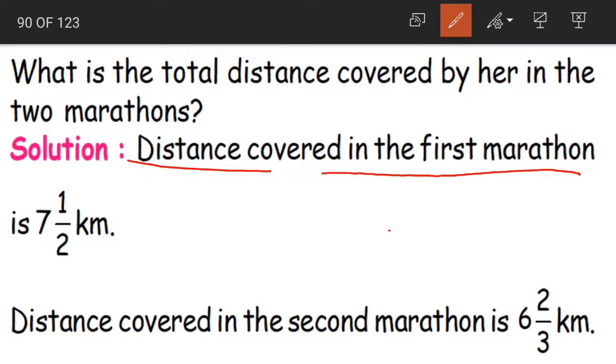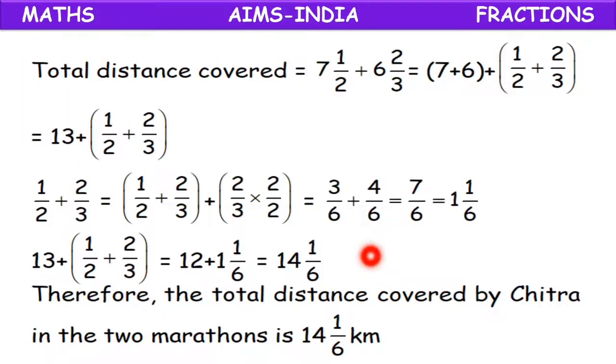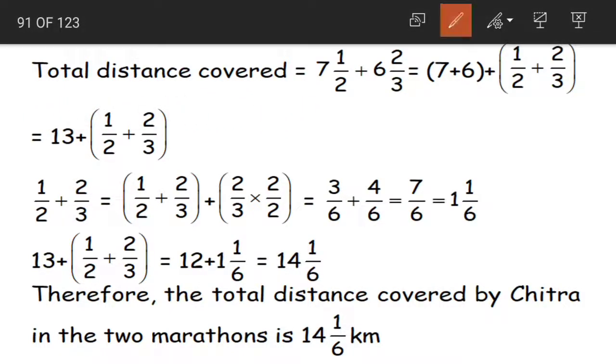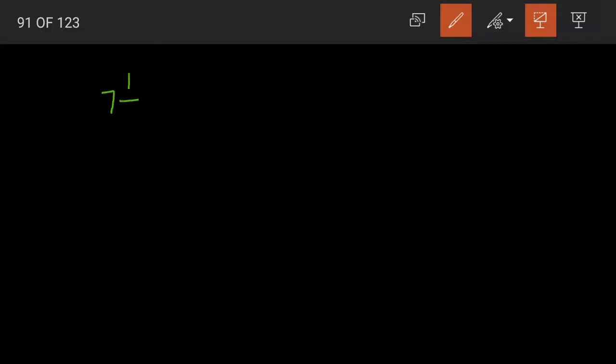Distance covered in the first marathon is 7 1/2 kilometers. Distance covered in the second marathon is 6 2/3 kilometers. Then we will come to the solving part. Total distance covered would be 7 1/2 plus 6 2/3. Let me write it here, 7 1/2 plus 6 2/3.